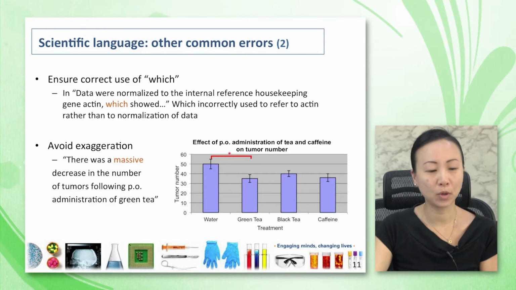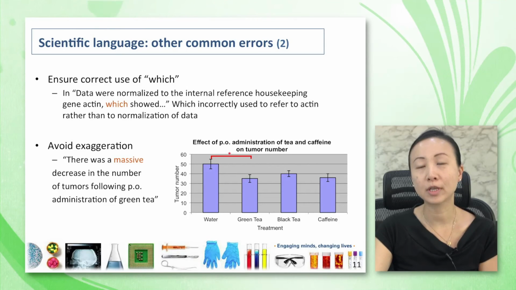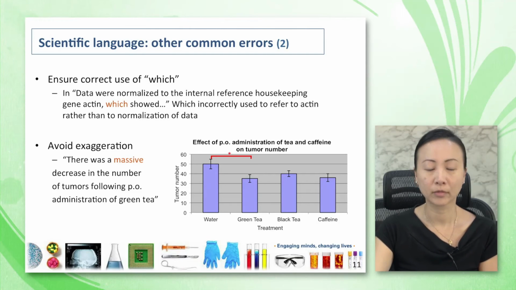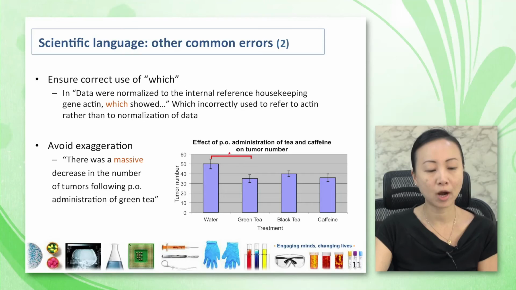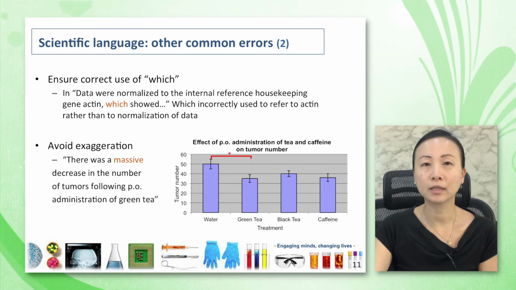Ensure the correct use of the word which. In this sentence, "data were normalized to the internal reference housekeeping gene actin, which showed...", the word which is incorrectly used to refer to actin rather than to the normalization of data. Avoid exaggeration. Saying that there was a massive decrease in the number of tumors following per oral administration of green tea, to describe the result depicted in this bar chart, is subjective. It is better to state the simple fact that you observed a decrease and then to give the p-value.